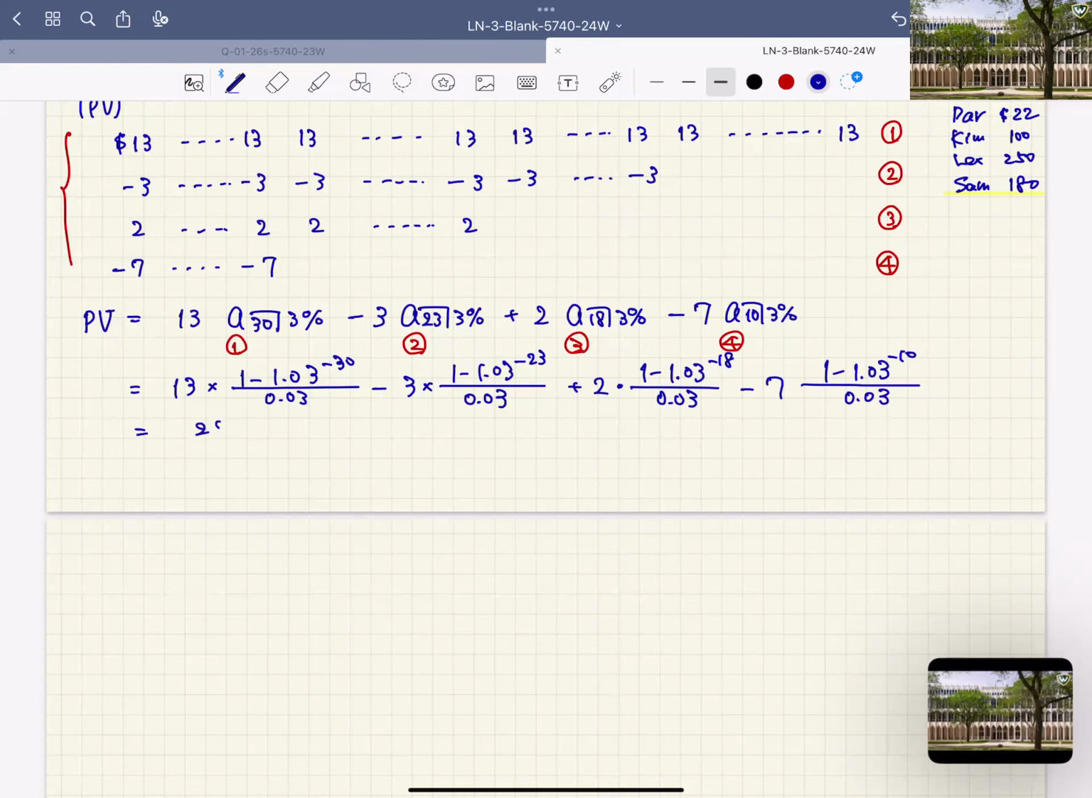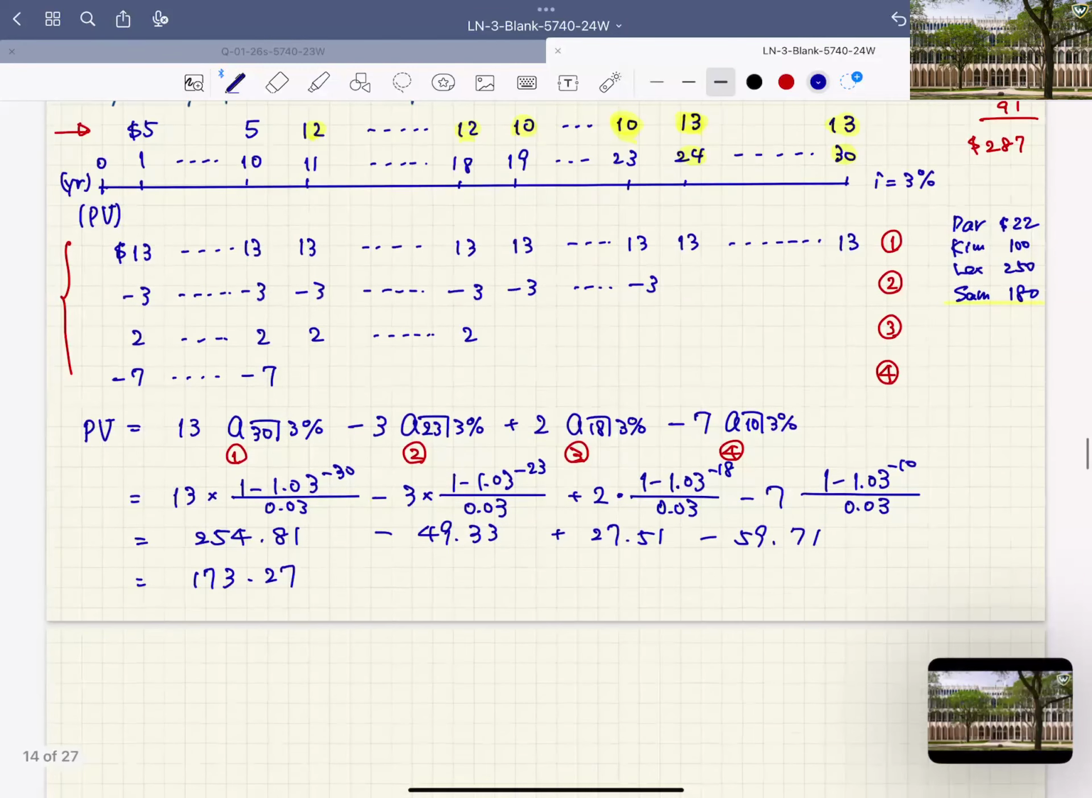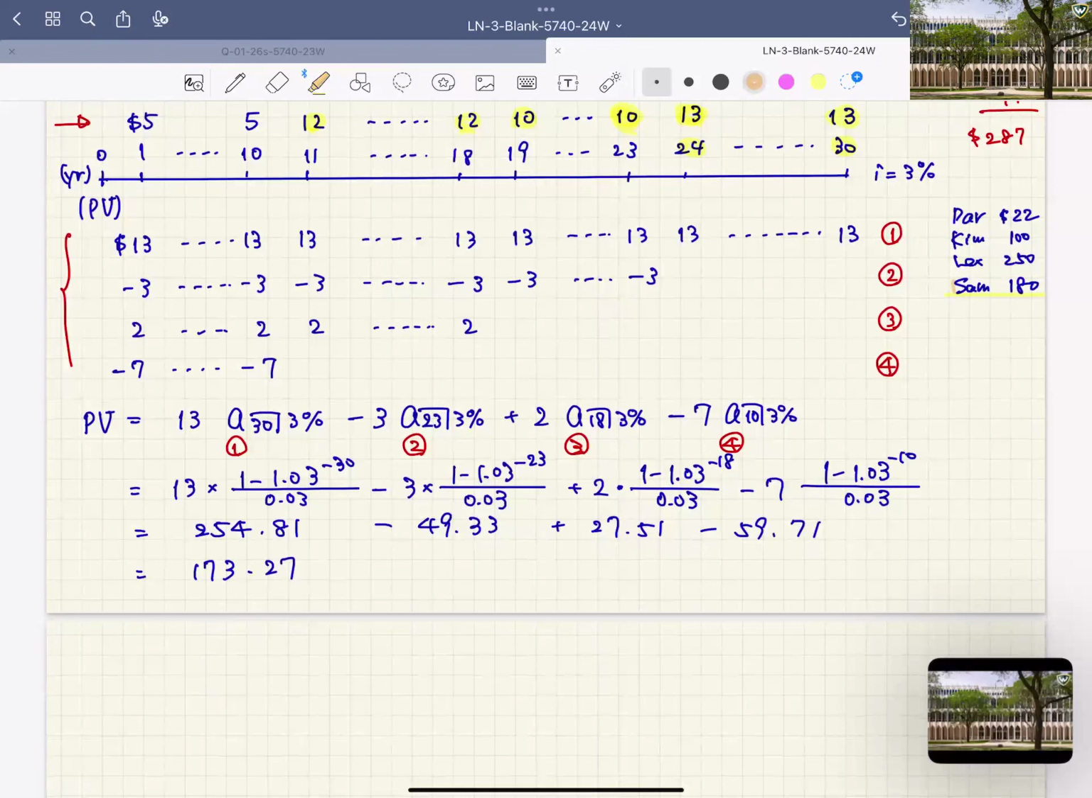And this becomes 254.81 minus 49.33 plus 27.51 minus 59.71. So this becomes 173.27. So the sum answer got the closest answer. So 2 points.